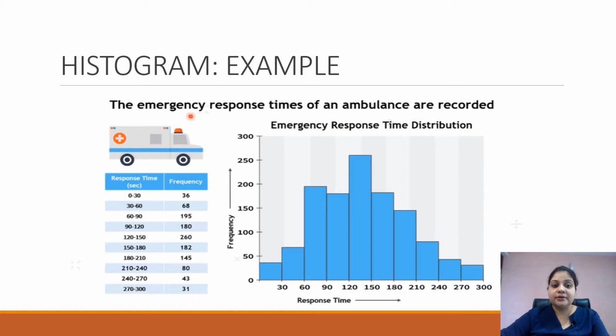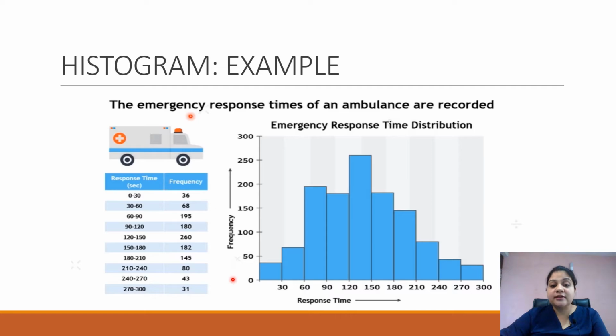Let's take up another example. We want to measure the response time of the ambulance, and this is the table that has been recorded. That means 36 times the ambulance came in 0 to 30 seconds, 68 times in 30 to 60 seconds, 195 times in 60 to 90 seconds, and so on. Now, this kind of data is difficult to digest. It is really difficult to understand and interpret.